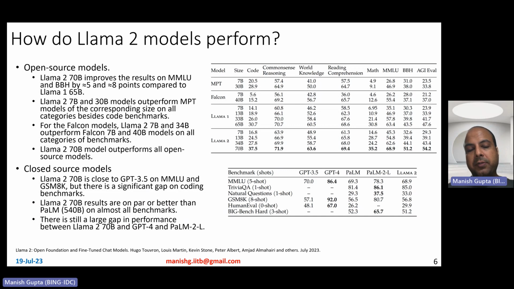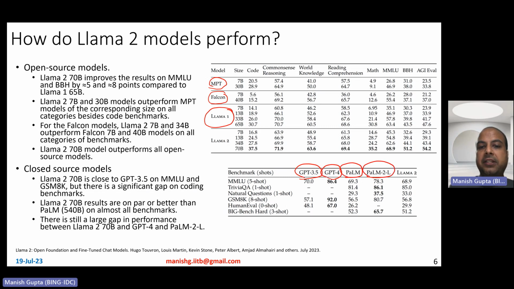So essentially, I talked about the pre-training data. You basically train the Llama 2 models, and let's see how they perform. The performance can be evaluated across several open source models and closed source models. The open source models specifically compared are MPT, Falcon, and Llama 1, and the closed source models compared are GPT 3.5, GPT 4, PaLM, and PaLM 2 large.